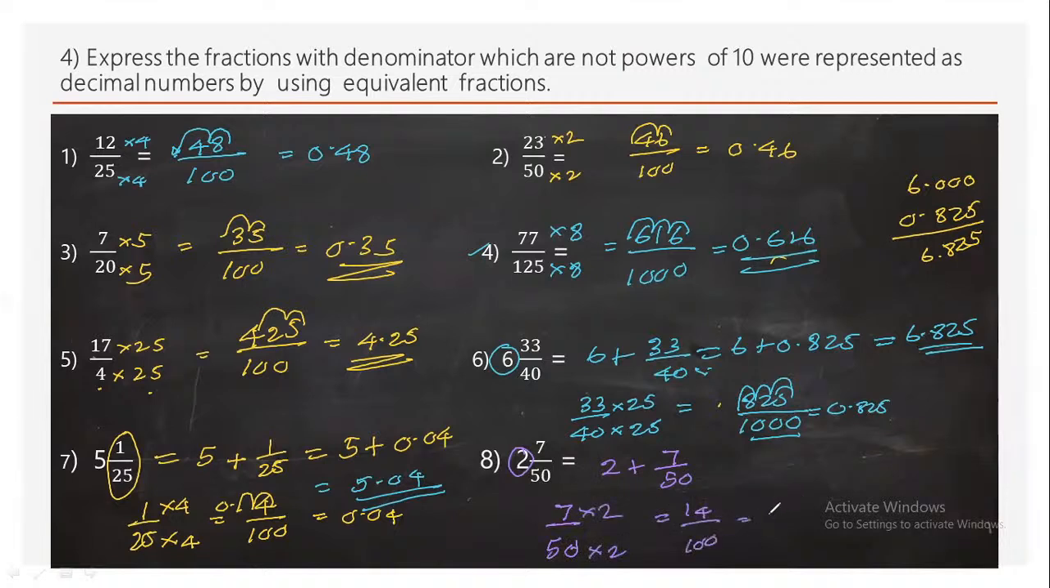Then you can write 0.14. Then you can write 2 plus 0.14, 2.14. The answer is 2.14. Because 14 moves 2 decimal places towards the left hand side, the answer contains 2 decimal places. Then 2 plus 0.14, 2.14. This is the answer here.